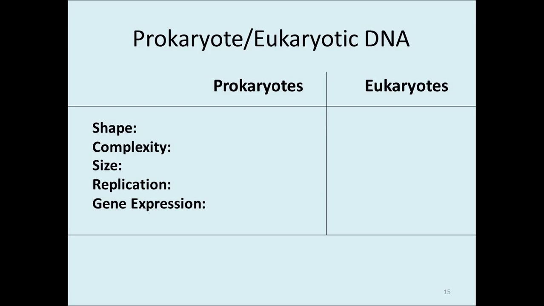Replication for prokaryotes is simple because they have only one origin of replication, because it's circular. Eukaryotes have complex replication because it can have multiple origins of replication. Gene expression: for prokaryotes, most of the genome is expressed, meaning if the trait is in the genome, you get to see it. For eukaryotes, only a portion of the genome is seen.